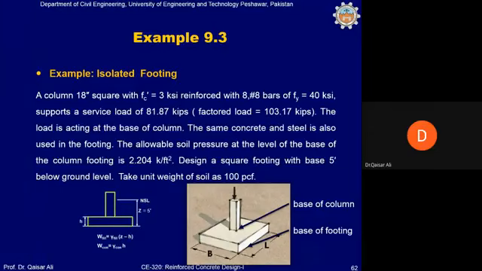The things which will be used are the service load on the column, which is 81.87 kip, and the factored load, which is 103.17 kip. The load is acting at the base of the column, which means at this level. The same concrete and steel are also used in the footing, 40 ksi steel strength and 3 ksi concrete. The allowable soil pressure at the level of the base of the column footing is 2.204 kip per square foot, which is 1 ton per square foot. Design a square footing with base 5 feet below ground level. Take the unit weight of soil as 100 pcf.